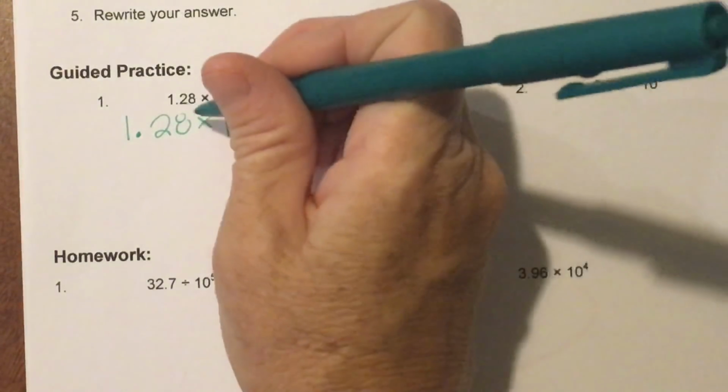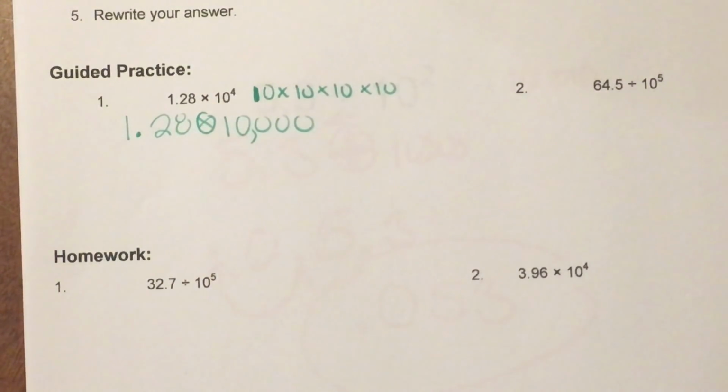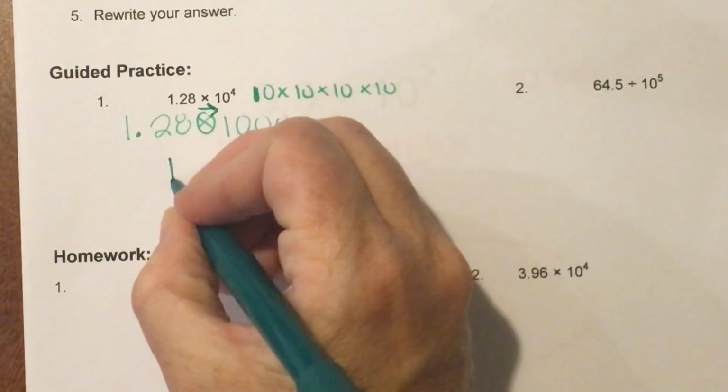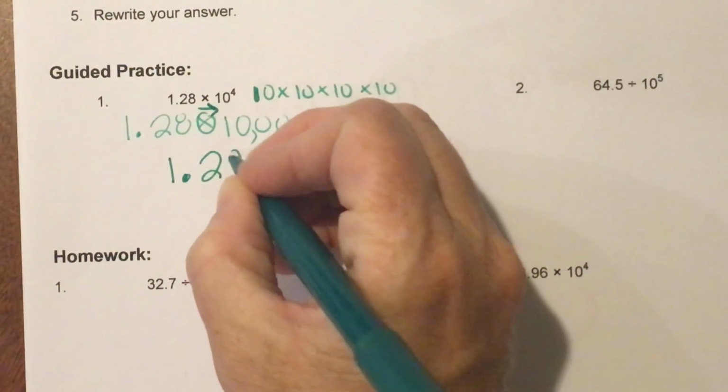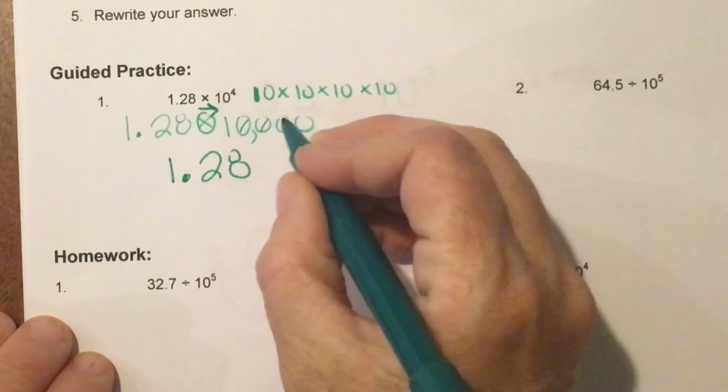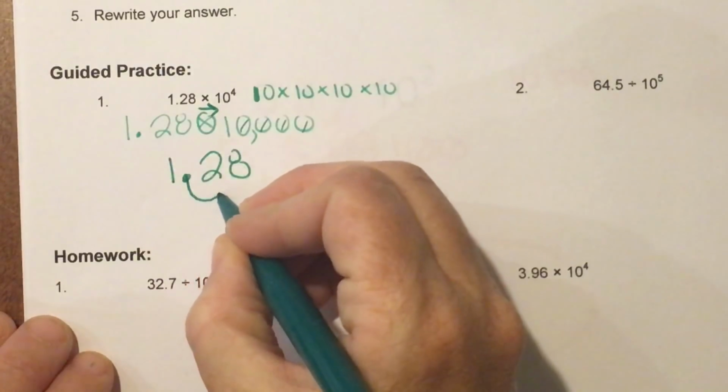So I'm going to circle my sign or my operation and say, wow, if I multiply something by 10,000, it's going to get a lot bigger. So which direction do I want to move that decimal to make it a lot bigger? I'm going to move it to the right. So I'm going to rewrite my number so I have some room. Okay, how many places am I going to move it to the right? 1, 2, 3, 4.